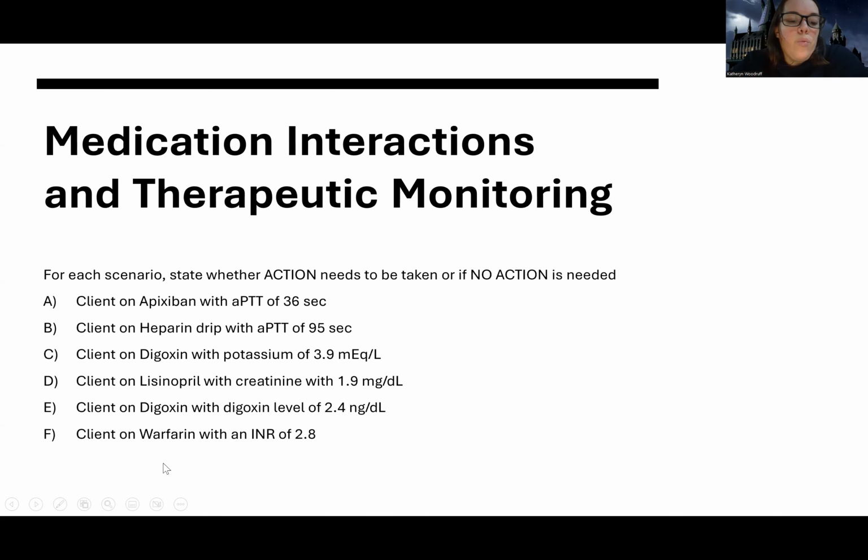So then the last one, client on warfarin with an INR of 2.8. INR of 2.8, therapeutic for warfarin, again, because just like the PTT, we want to be in that happy range. It's 2 to 3. So if it's less than 2, they're more likely to clot. And if it's greater than 3, they're more likely to bleed. So 2.8 is right in that happy range. So we actually don't need to take any action.